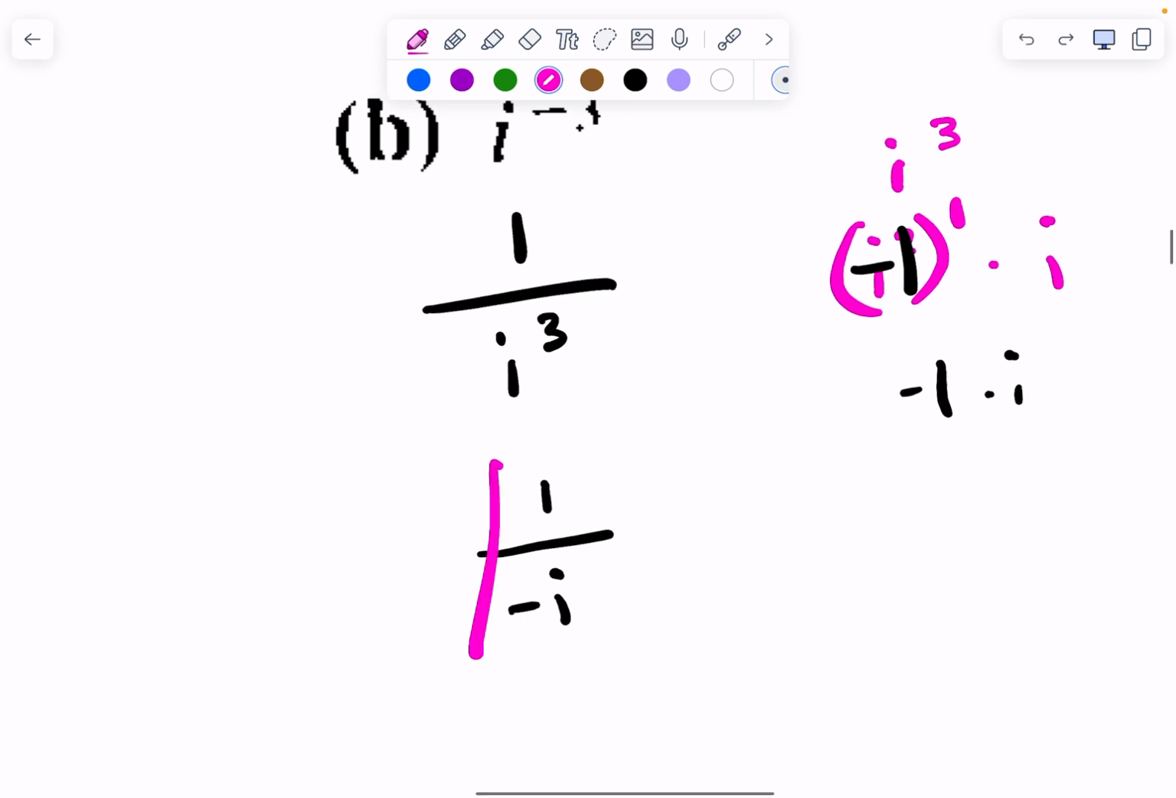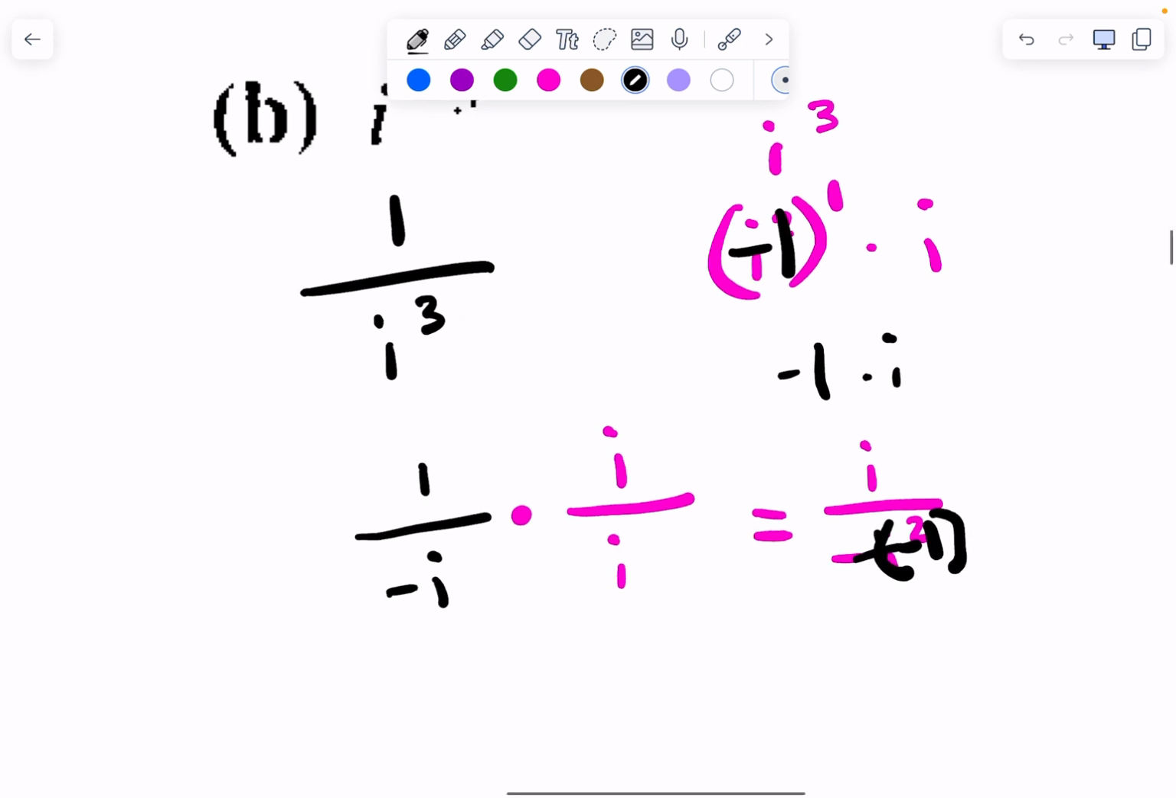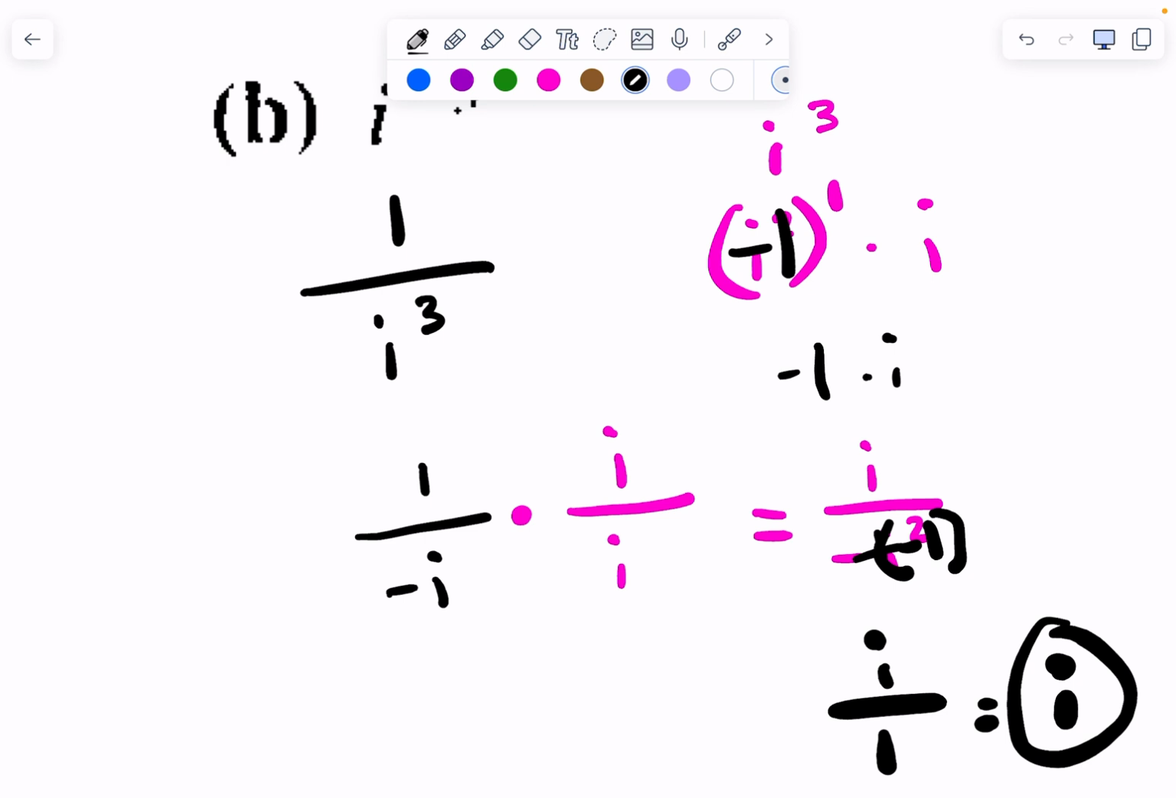Okay, now it's not done yet because I don't want I's in the bottom. So how do I get that I out of there? Times it by I. You could, if you wanted to, times it by negative I, but it doesn't matter. On the top, what do you have? I. On the bottom, you have negative I squared. Negative I squared is negative 1, which is positive 1, right? So you have I over positive 1, which is just I. Yes. What a mess. Okay, good?